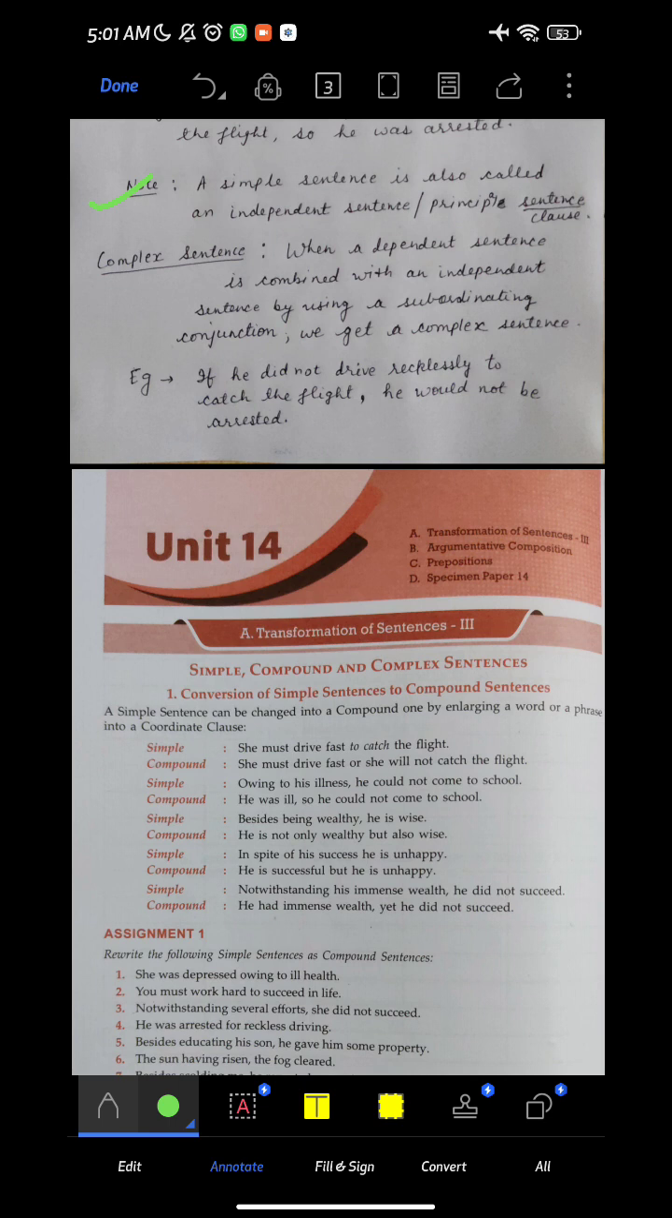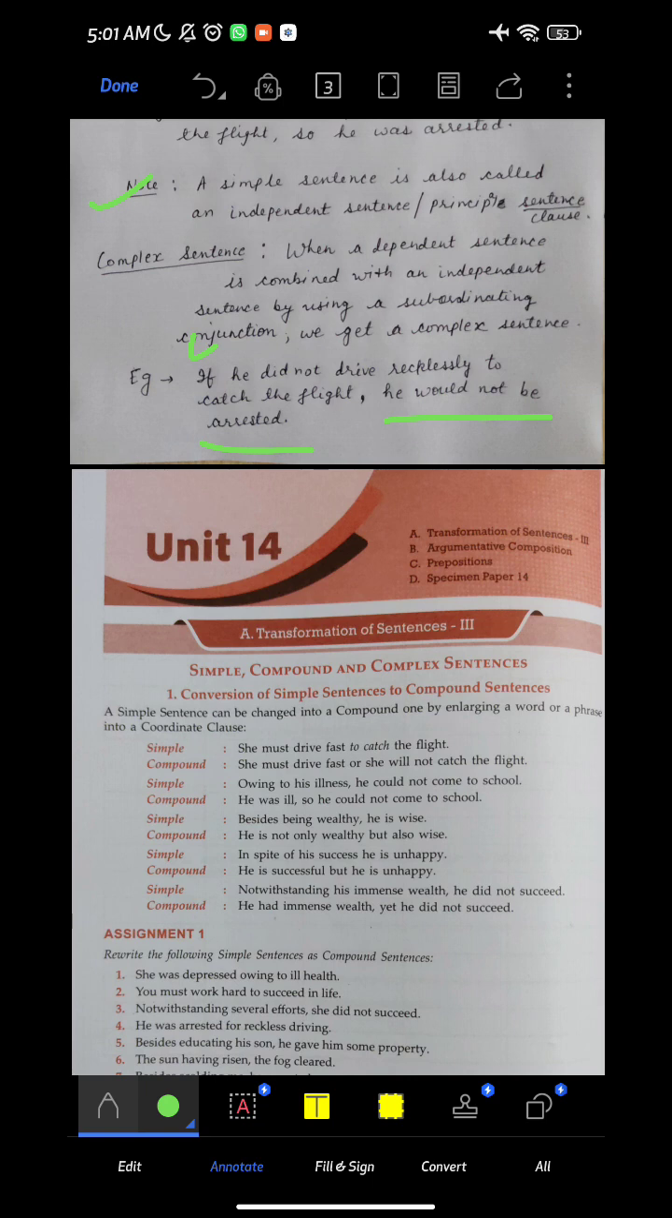If he did not drive recklessly to catch the flight, he would not be arrested. The if clause is the dependent part. He would not be arrested is the independent part of the sentence, the main clause, the principal clause. If is the subordinate conjunction which I have used to make it complex.